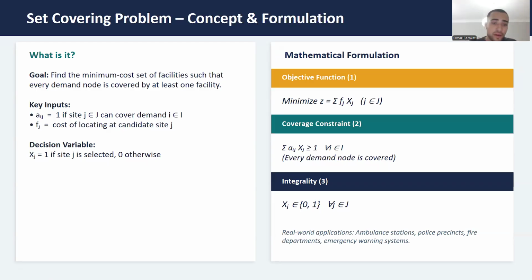Two things to note. First, the set of demand nodes I and the set of candidate sites J don't have to be the same, but often they are. Second, the AIJ matrix is pre-computed based on the coverage distance. If the distance from site J to demand node I is within the coverage distance, AIJ equals 1.